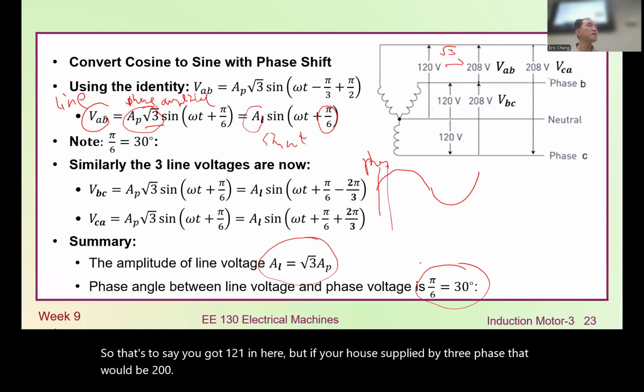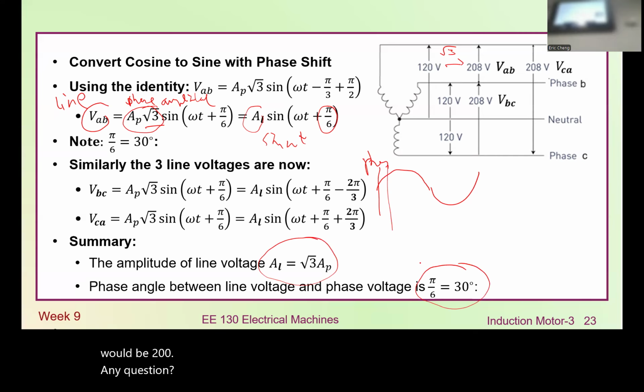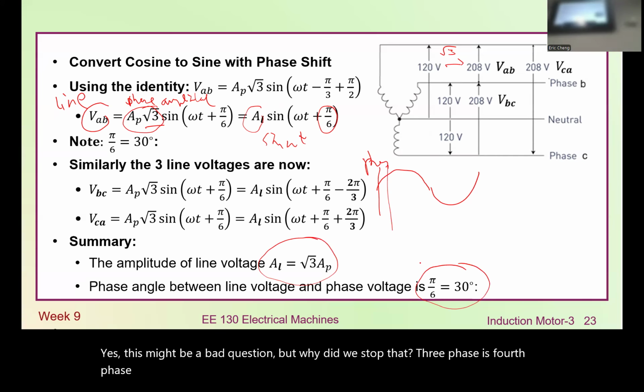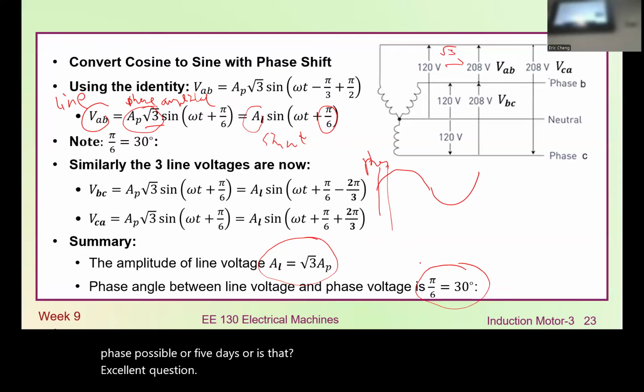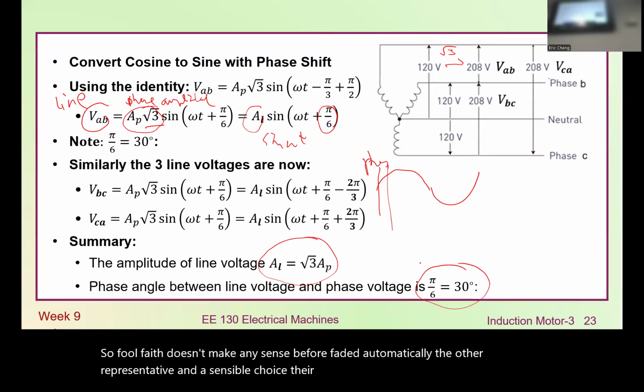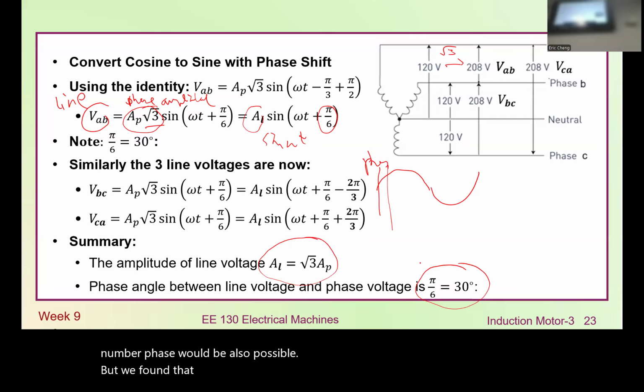Any question? Yeah. This might be a bad question, but why did we stop at 3-phase? Is 4-phase possible, or 5-phase? No, that's an excellent question. 4-phase doesn't make any sense. In 4-phase, they are all 90 degrees to each other, which doesn't give you any sensible choice. A system for 5-phase, or any even number of phases, would also be possible. But we found that for high power transmission, using 5 wires is quite inconvenient. So 3 wires will be a good choice.